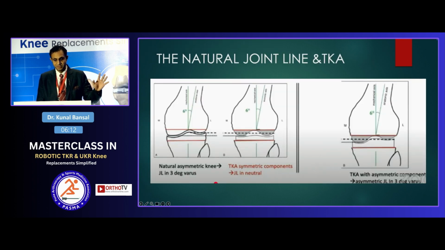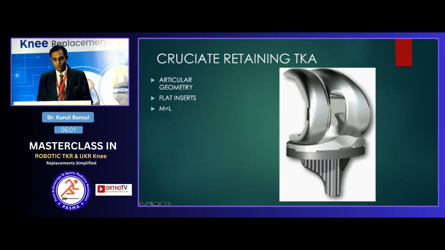So just a brief slide on the natural joint line and TKA. As already covered, they are asymmetric condyles. The medial condyle dips lower, and the lateral condyle of the tibia is higher. So all the implant designs are currently focused on these philosophies. So let's talk about the implants that are currently available. The implants which are widely used, I'll be covering in slightly more detail.